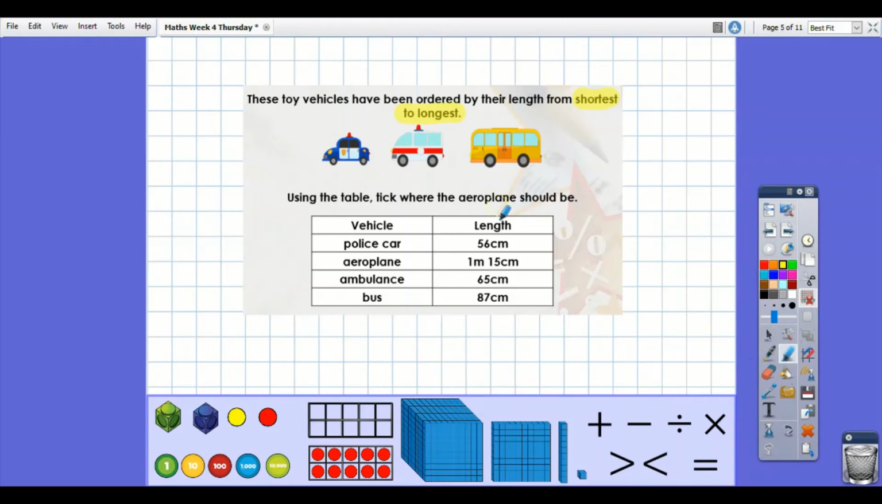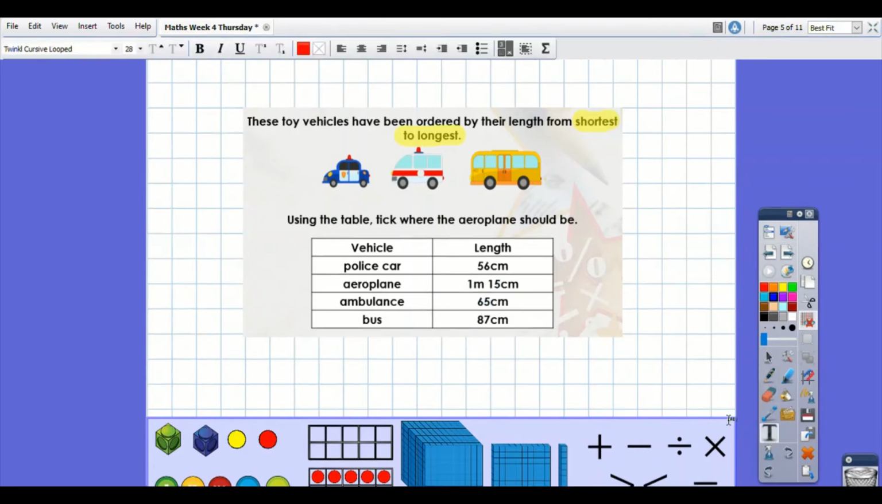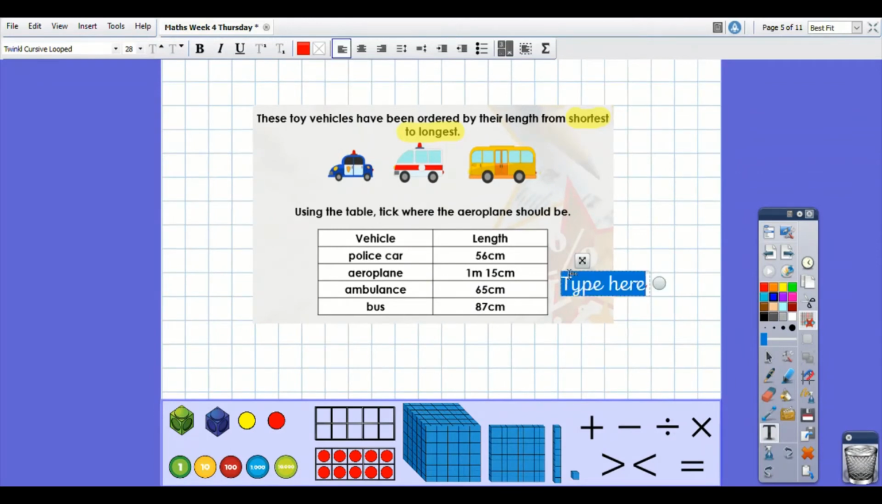Okay, so here are the vehicles and here's the information. We need to tick somewhere here where the aeroplane should be. So we know that the police car is 56 centimetres, the ambulance is 65 and the bus is 87 centimetres. The aeroplane is 1 metre and 15 centimetres. To help me, I'm just going to write that in centimetres completely. So I know that there are 100 centimetres in a metre, and add my 15 centimetres is 115 centimetres.